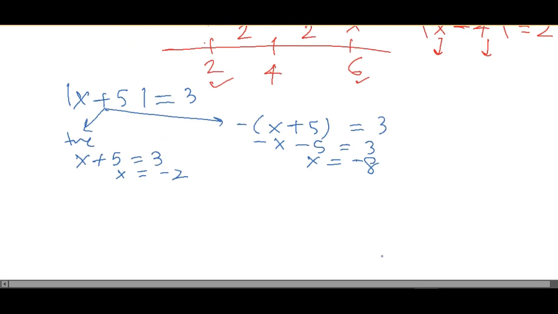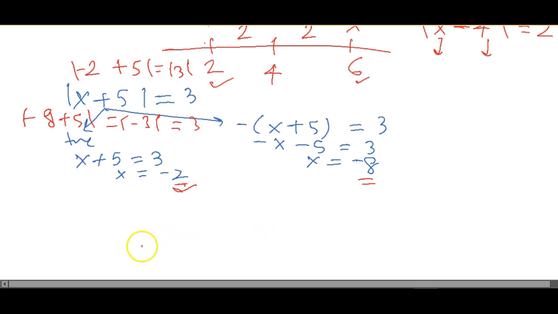Now we have two values, but we have to check whether these two answers are satisfying the equation or not. So let me put minus 2 here. Mod of minus 2 plus 5 will be equal to mod of 3, which is equal to 3. Perfect. So this answer is satisfying. Let me check by putting minus 8. If I put minus 8, it becomes minus 8 plus 5, and this is nothing but mod of minus 3, which is again equal to 3.